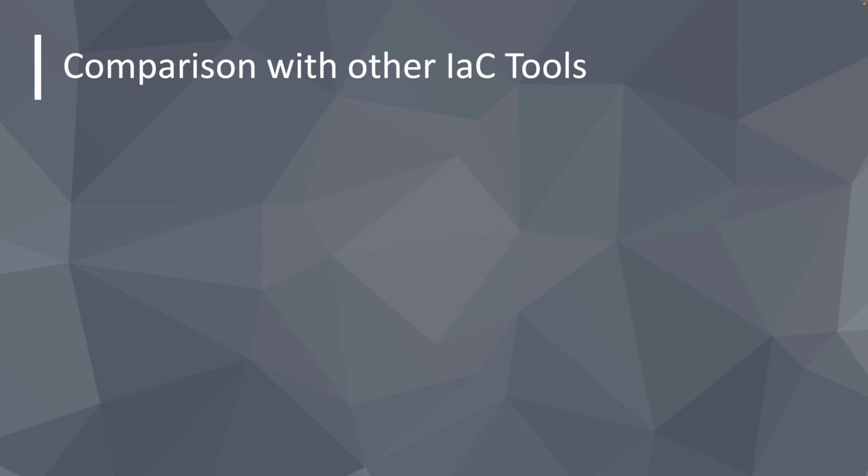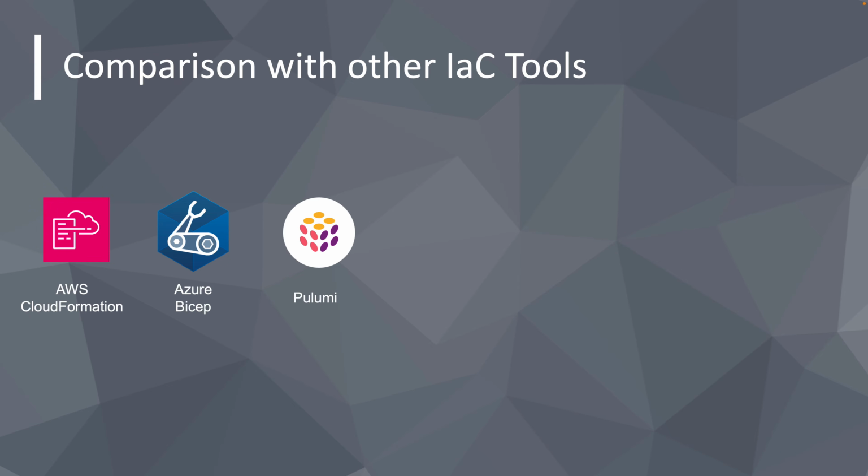Let's step back and compare Terraform with other infrastructure as code tools that you've probably heard about in the past. So the first one is AWS CloudFormation. The second one is Azure Bicep. And the third one I'll compare to is Pulumi. Now, these are all infrastructure provisioning and management tools. They do very similar things as Terraform. The idea is that we're going to provision and manage our infrastructure on our platform of choice.